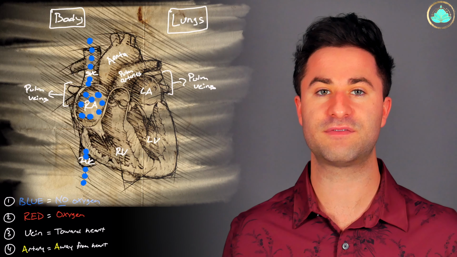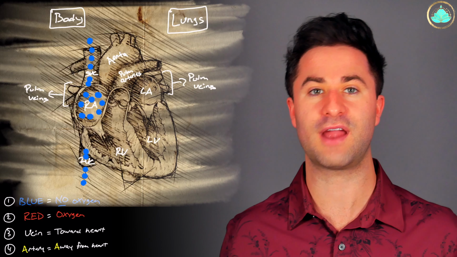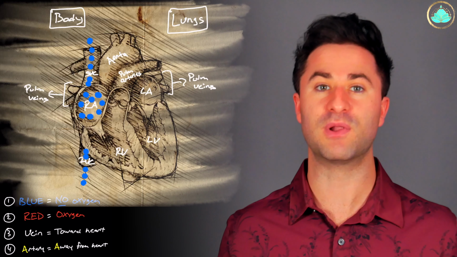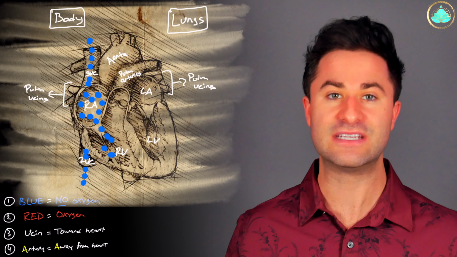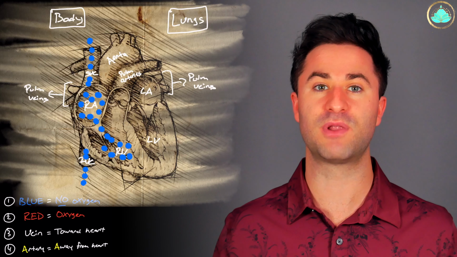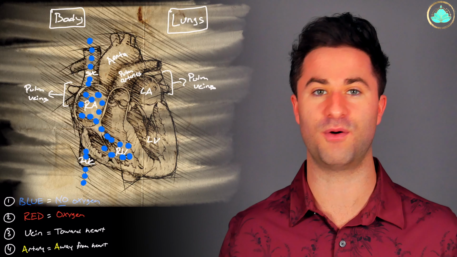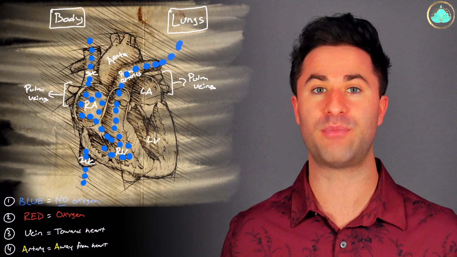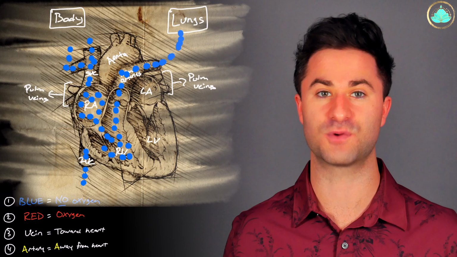From here, all we have to do is trace the blood flow through our anatomical structures that we talked about earlier in the video. So the blood goes from the right atrium into the right ventricle through the tricuspid valve. And remember, this blood is blue because it has no oxygen. So the blood exits the right ventricle through the pulmonic valve and heads towards the lungs.